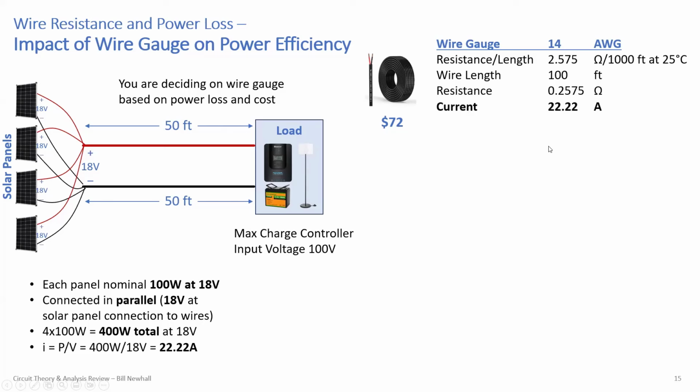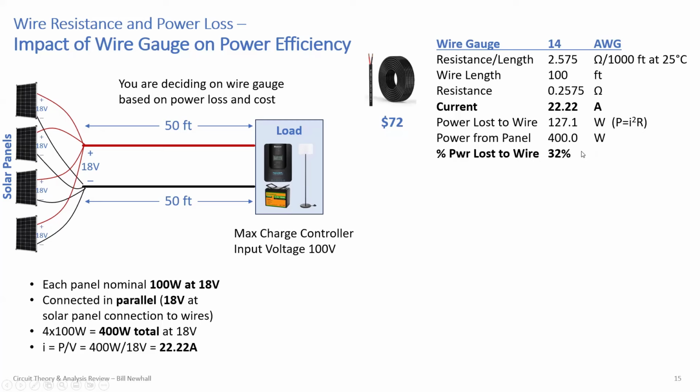But when you have a current of 22 amps, the power loss to the wire is actually 127 watts. That's huge. And the power from the panel, if it's 400 watts, you're actually losing 32% of your power to the wire. That's a lot, right? Big percentage of your power is not going to the load where you want it to be.